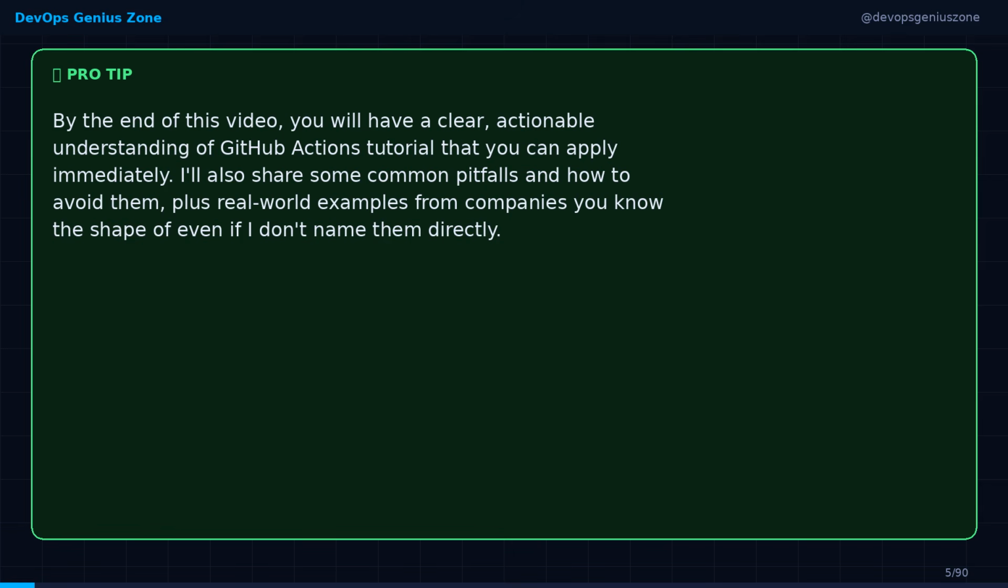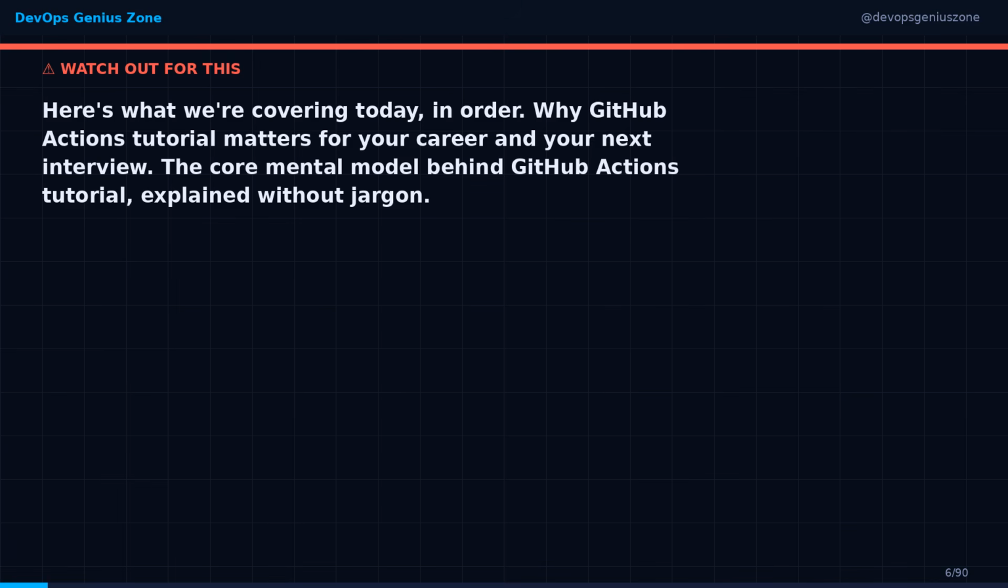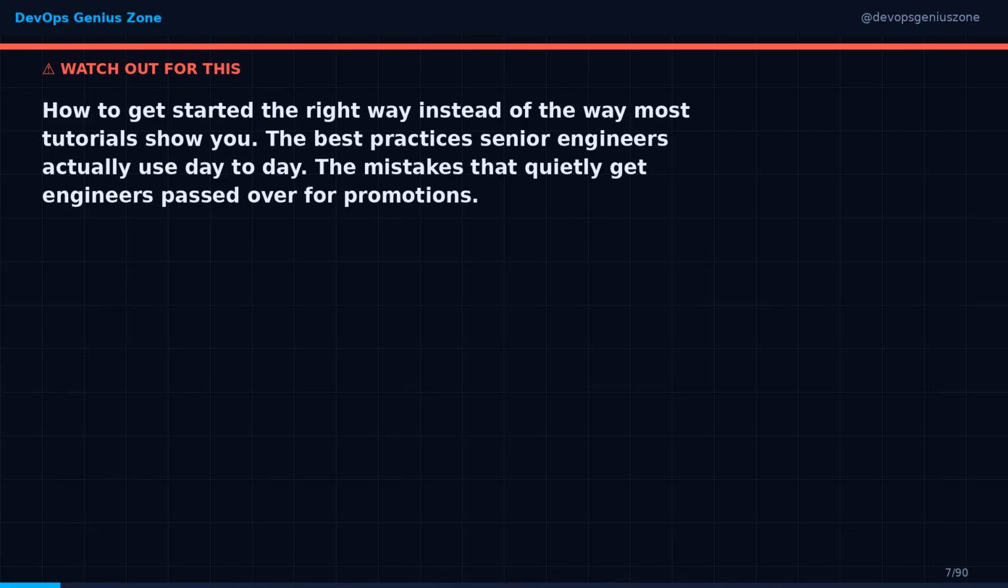Here's what we're covering today, in order. Why GitHub Actions tutorial matters for your career and your next interview. The core mental model behind GitHub Actions tutorial, explained without jargon. How to get started the right way instead of the way most tutorials show you. The best practices senior engineers actually use day to day. The mistakes that quietly get engineers passed over for promotions. A real-world example with numbers attached.